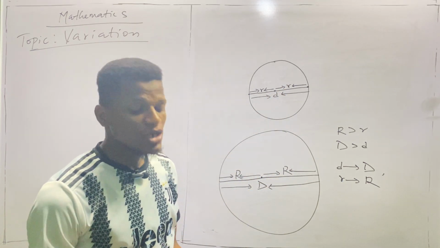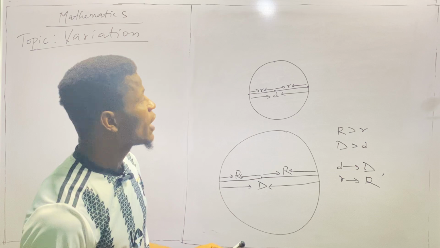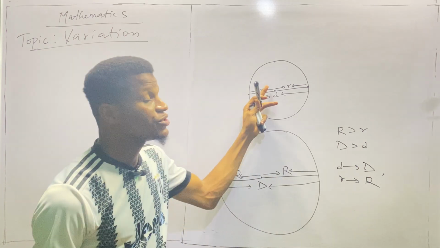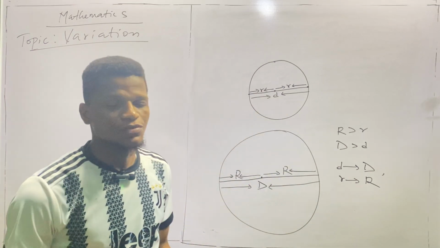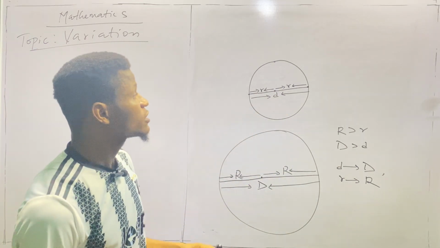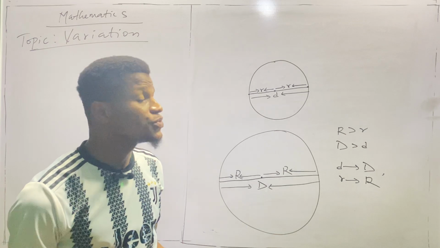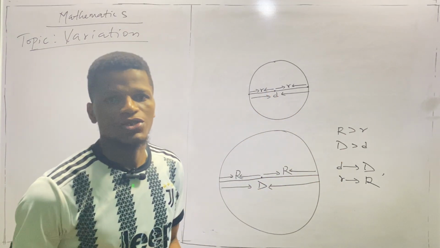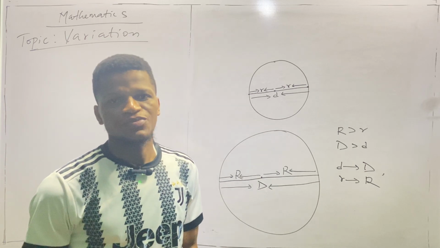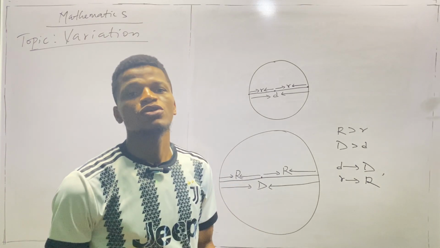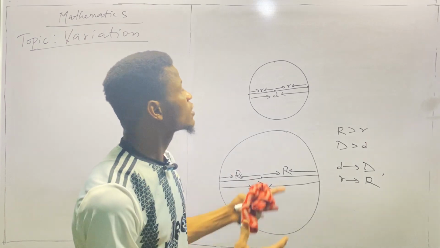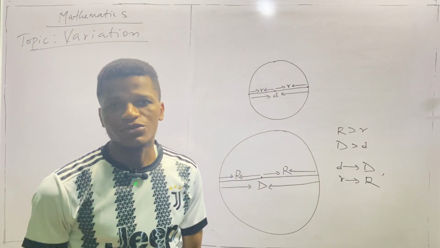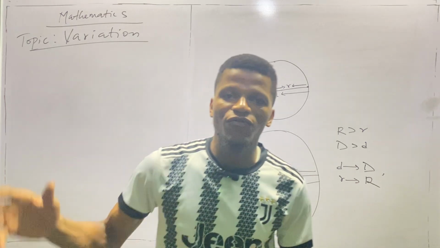So realize, and from here notice that there is a relationship between the radius of a circle and the diameter of a circle. And this relationship deduces that a change in diameter will bring about a change in radius. And the word that describes this relationship between the change in diameter and radius is what we call in mathematics variation.